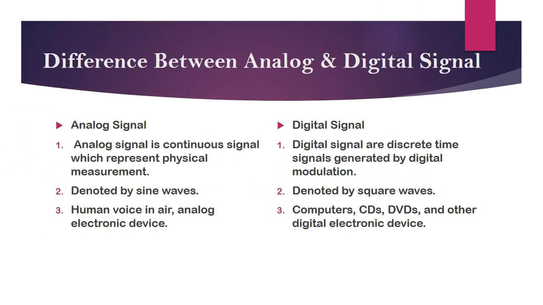Difference between analog and digital signal. An analog signal is a continuous signal which represents physical measurement. Digital signals are discrete time signals generated by digital modulation. Analog signals are denoted by sine waves and digital signals are denoted by square waves. Examples of analog signals are human voice in air and analog electronic devices. Examples of digital signals are computers, CDs, DVDs, and all digital electronic devices.